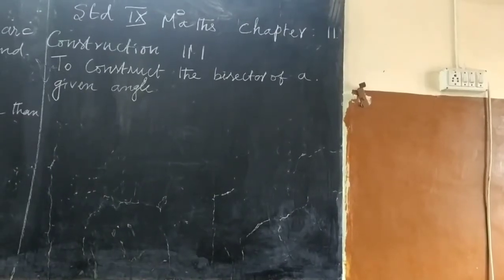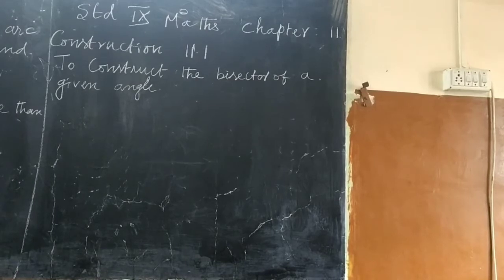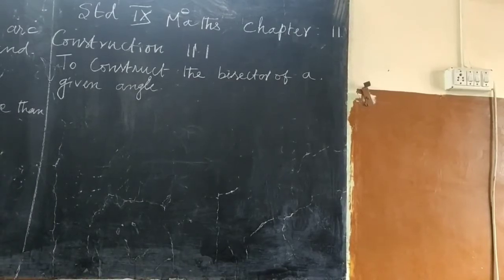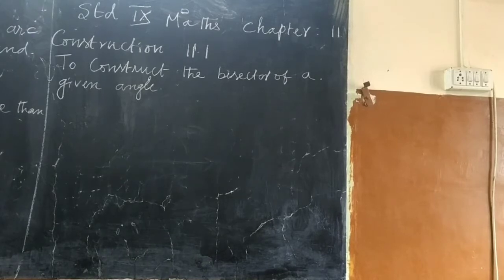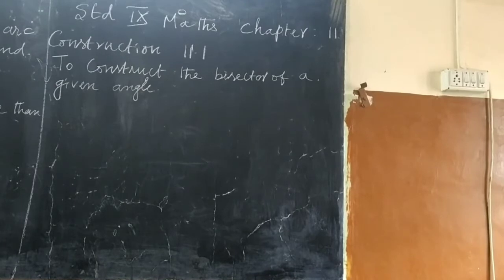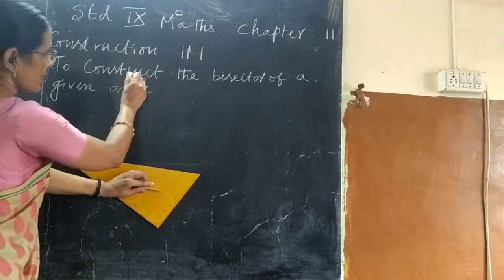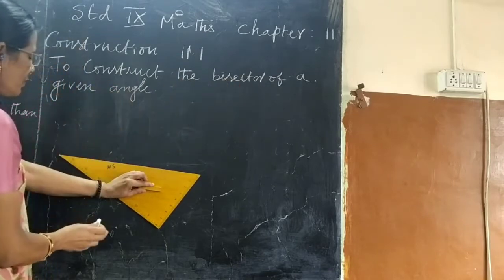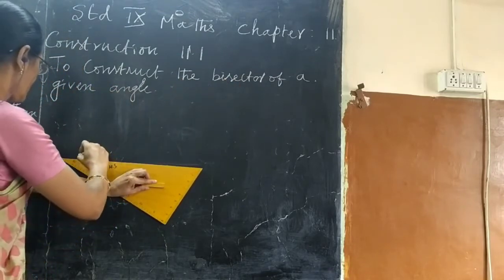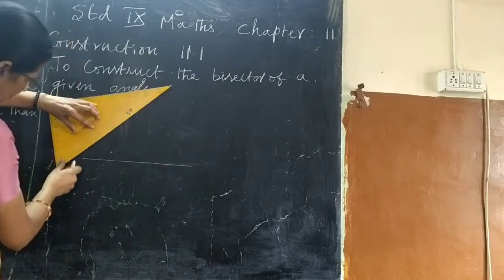Standard 9th Maths, Chapter 11, Construction 11.1, to construct the bisector of a given angle. So we are given an angle, we are supposed to find its bisector. Let us get started. The question is construct the bisector of a given angle. So an angle is given, so we are going to draw an angle.